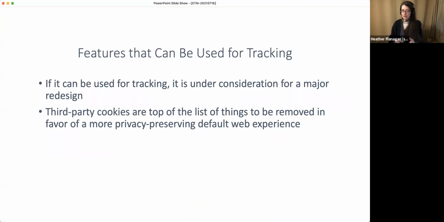So first, remember, if the feature can be used for tracking, as we've defined earlier, then it's under consideration for a major redesign, for changes in standards, for changes in how the browsers work. They're looking at it to say, what can we do here to prevent this from happening? Third-party cookies, or anything that writes to browser local storage that allows multiple domains to read it, those are at the top of the list of things to be removed. Again, because in a way, it's the most tractable problem to attack.